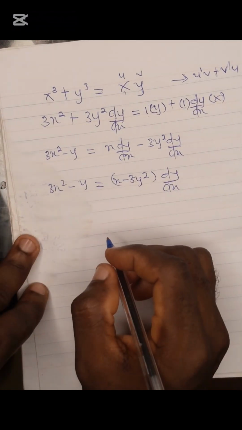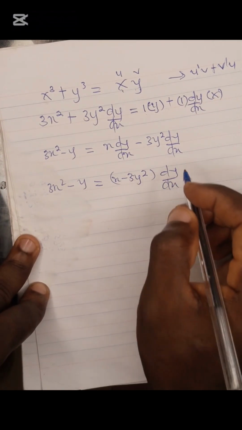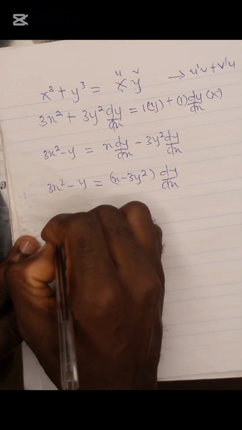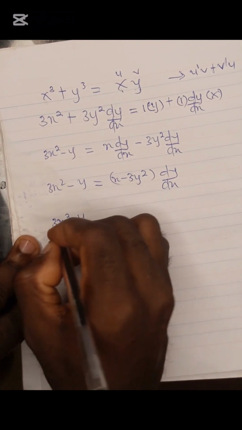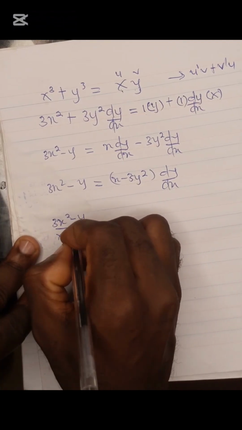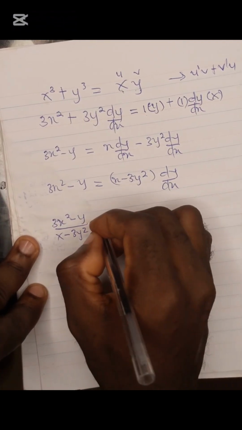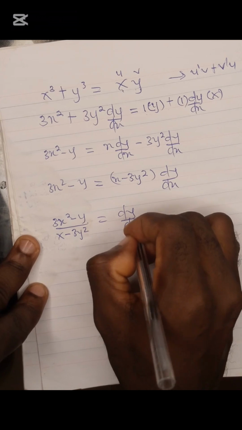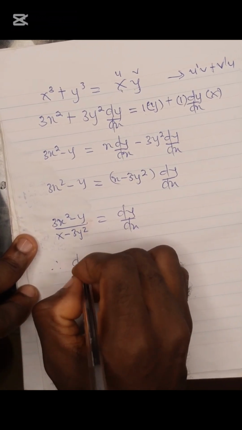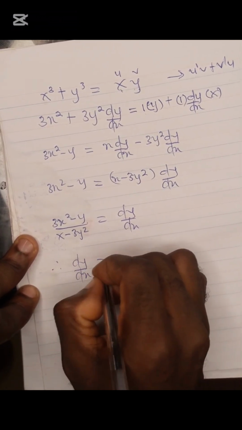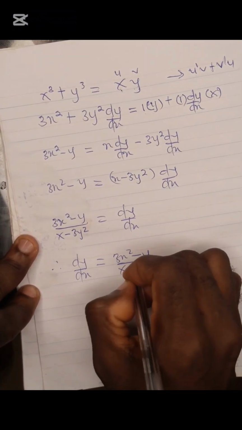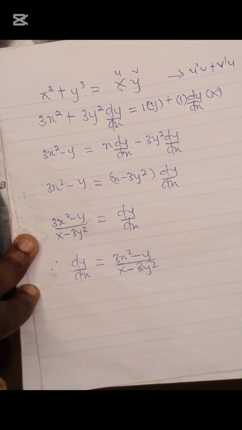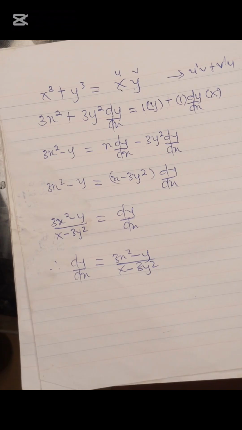We divide both sides by x minus 3y squared. That will give us 3x squared minus y divided by x minus 3y squared is equal to dy/dx. And therefore, dy/dx is equal to 3x squared minus y divided by x minus 3y squared. So we are done with the differential.